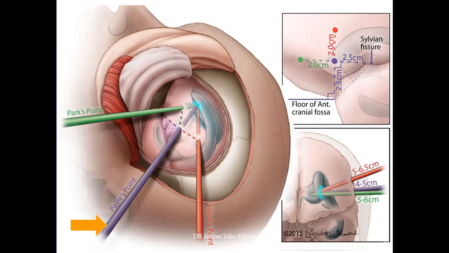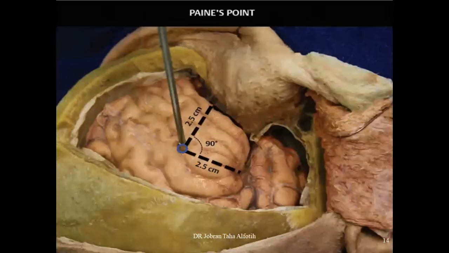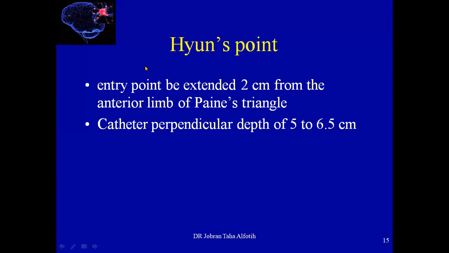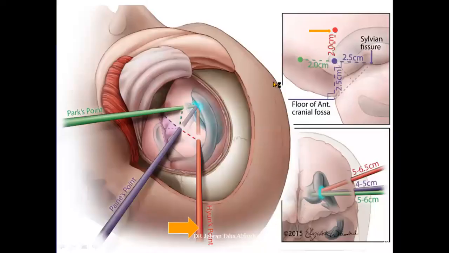Also, we have another point, a modification of Payne's point. This is the Payne's point, as we say here. This is the anterior cranial fossa. Here is the Sylvian fissure, and the intersection between these two lines will be the Payne's point. So the modified Payne's point is Hayun's point, by a Korean doctor who extended 2 centimeter from the anterior limb of the Payne's triangle, as we see here in this picture.